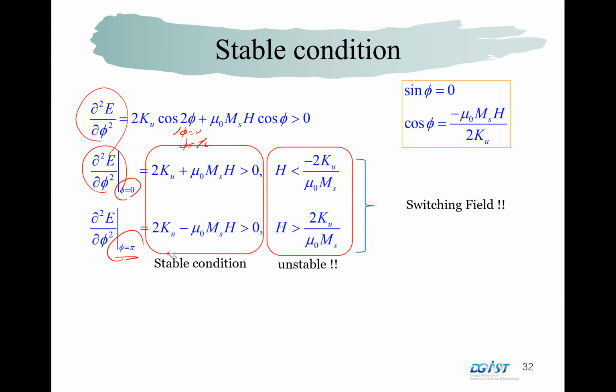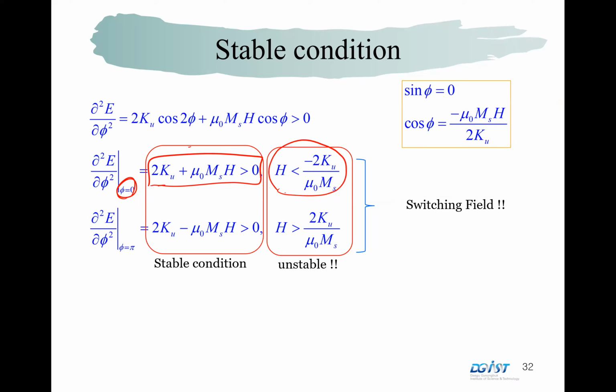So in this equation, what you can say is that to stabilize this condition, with phi pointing to the field direction, they should satisfy this condition. Or if they fail to satisfy this condition, in other words, they are unstable.